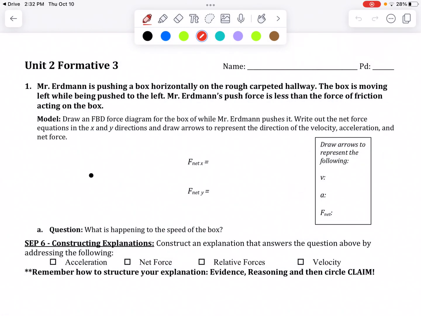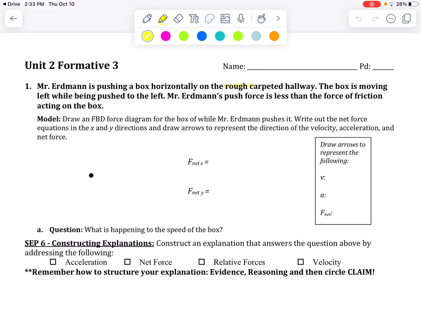Hi everybody, I'm going to talk through how to do Unit 2, Formative 3. First, I'm going to go through and do all the SEP6 questions, and then I'll go through and do all the SEP5 questions. So for SEP6, I'm going to start by writing down some things that I know and highlighting.